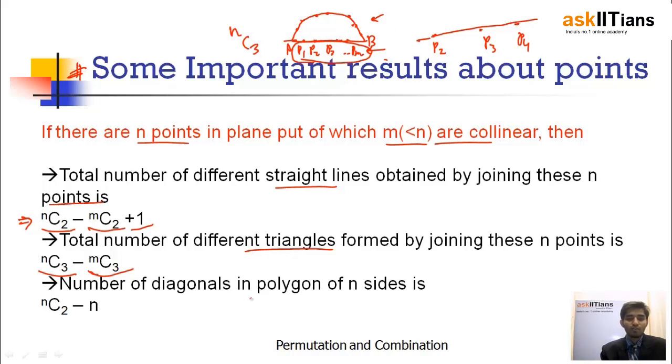Now what is the total number of diagonals in a polygon of n sides? If I choose any 2 points out of this, I will get one diagonal. But if I choose 2 adjacent points, if I choose p1, p2, then I will not get a diagonal, but I will get a side. So I will remove these, so there will be n such sides. So I will subtract n from nC2. So the total number of diagonals in a polygon will be given by nC2 minus n.